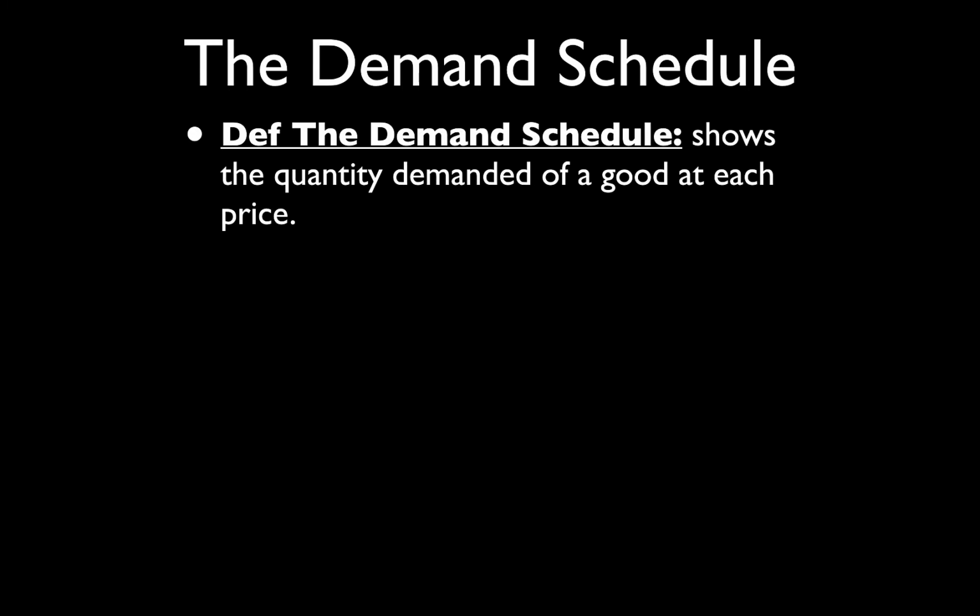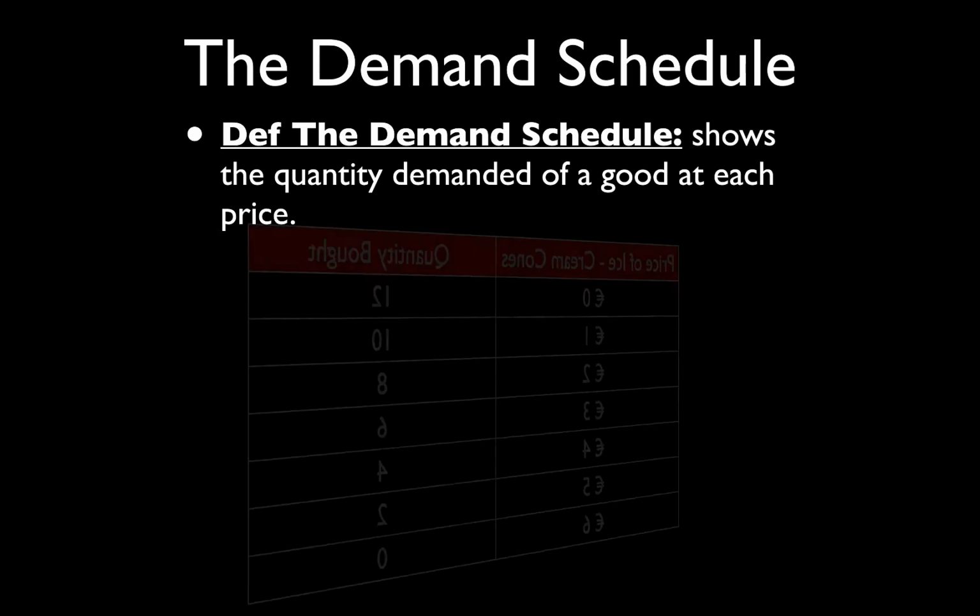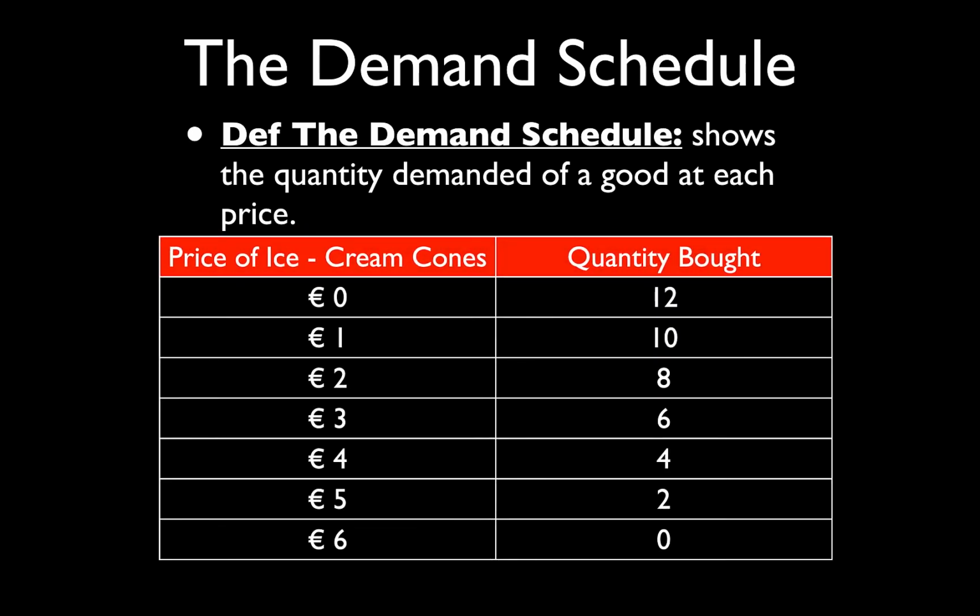So the demand schedule shows the quantity demanded of a good at each price. Now guys, please do not forget, there's no such thing as the quantity demanded. There's a different quantity demanded at each price. As the price changes, so does quantity demanded. That's what the law of demand proves. Well, it doesn't prove it, but we'll prove the law of demand in later videos.